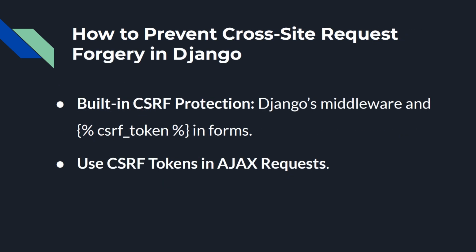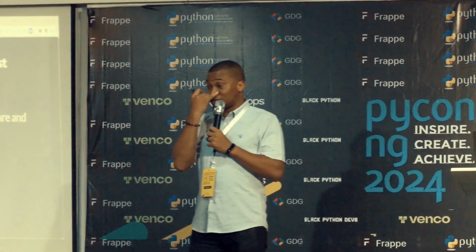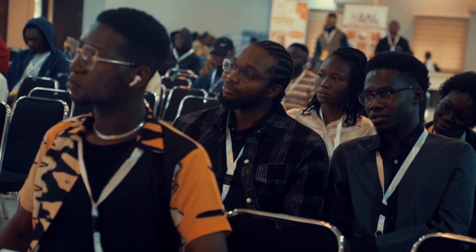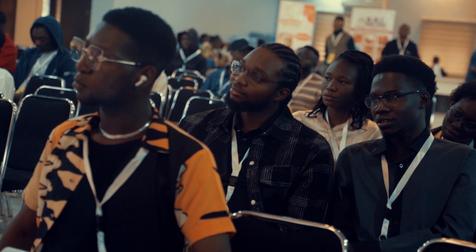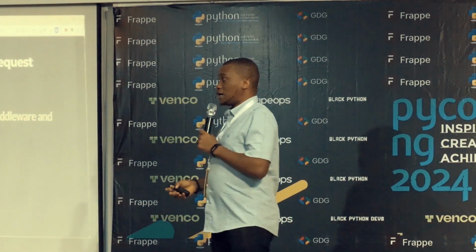For CSRF, we have the CSRF token, which comes with every Django form. But where the mistake usually comes from is when you are doing an Ajax request. When you are doing an Ajax request, you are not doing the usual Django process of form submission. You are trying to use JavaScript to do all those things. When you are doing that, you need to be very careful to make sure that you're also using CSRF tokens so that you can actually secure the form submission.